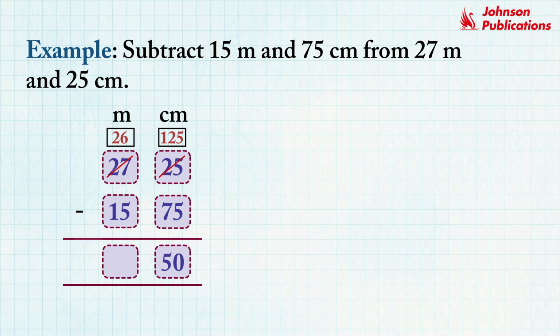Since 1 meter was borrowed from the meter column, 26 meters are left. Step 2. Subtract the meter. 26 minus 15 is equal to 11 meters. Thus, the difference is 11 meter and 50 centimeter.